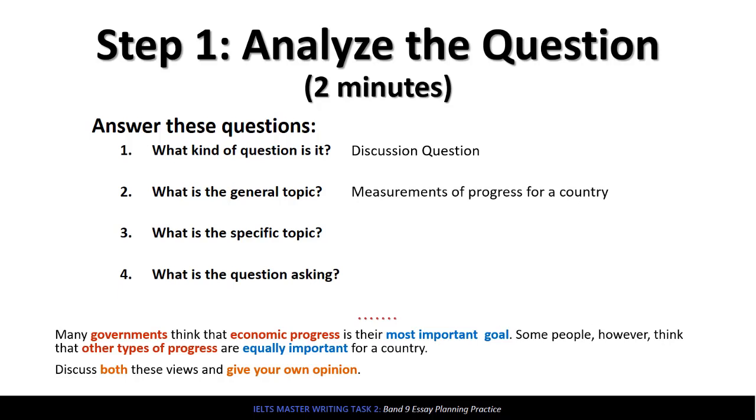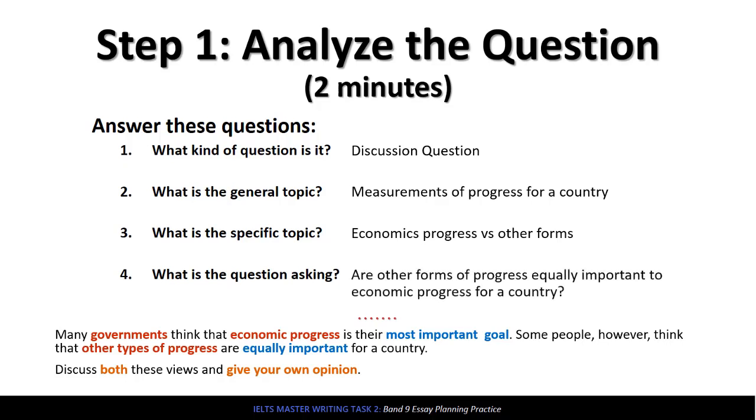Next, what is the general topic? The general topic is measurements of progress for a country. It's not just economic progress because we're talking about other types of progress as well. Okay, so this is the red text. What's the specific topic? Economic progress versus other forms of progress. And what is the question asking? Are other forms of progress equally important to economic progress for a country? This equally important is very important for answering this question correctly, and it's highlighted in the blue. We're not asking, is one more important than the other? We're asking, are other types of progress equally important to economic progress?